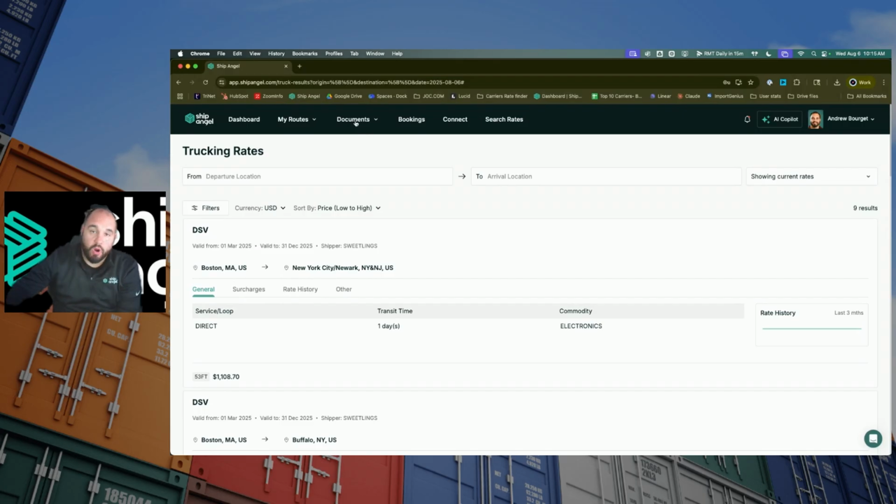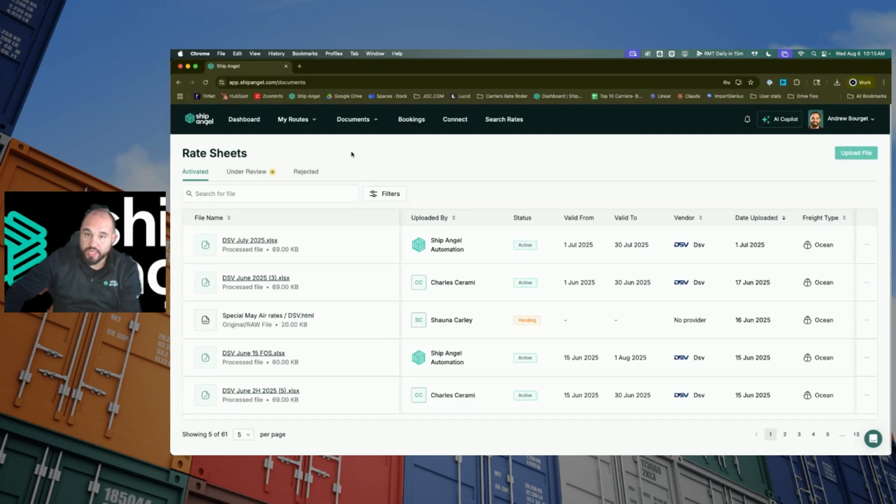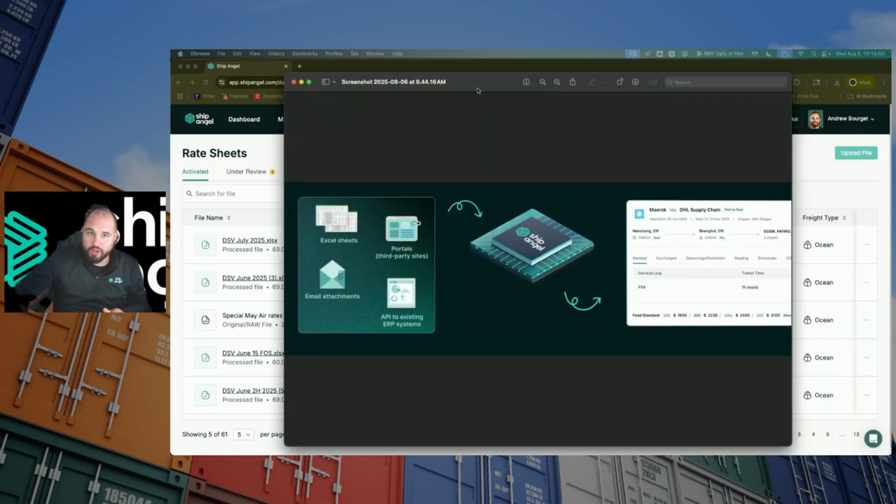The second most important part of the ShipAngel platform is our ability to process rate sheets via our artificial intelligence. We consider ourselves an AI native platform, but what is really important is not just an LLM producing analytics and data around your rates. What we have built is a system, and I'm going to pull over a picture here on the screen to give you an idea.